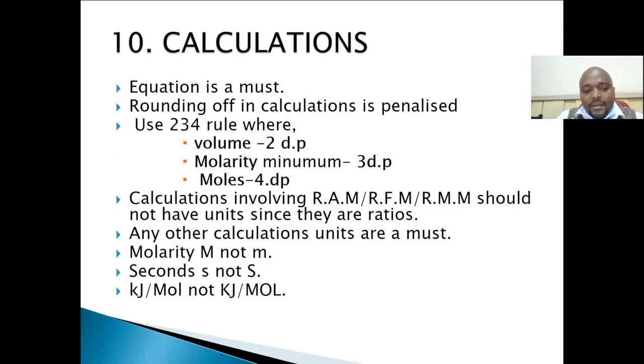Where there is the expression of energy, it should be kilojoules per mole. K is a small letter. J is the unit, which is supposed to be a capital letter J. Per mole. The mole there is small letters, M-O-L, small letters. Not capital letter K, small letter J, capital letter M-O-L. That will be penalized. Units are penalized half a mark at the final answer.